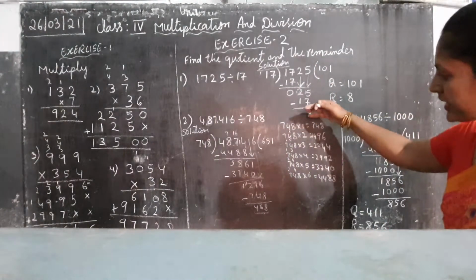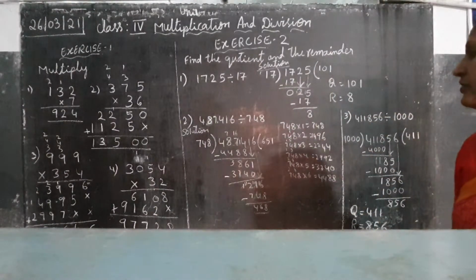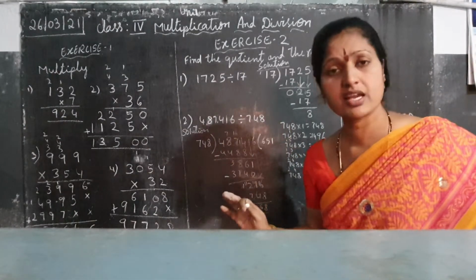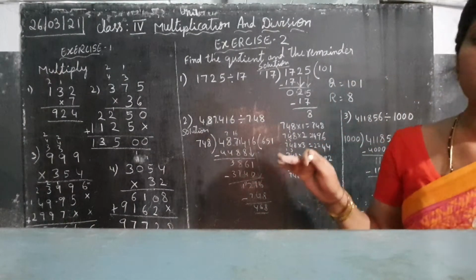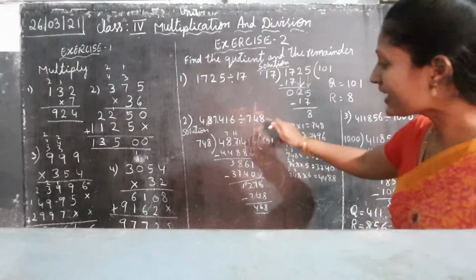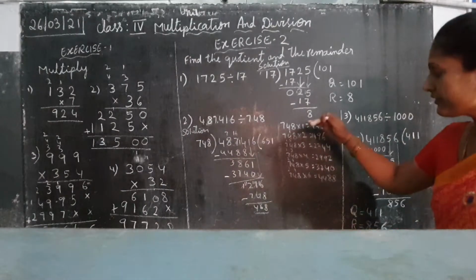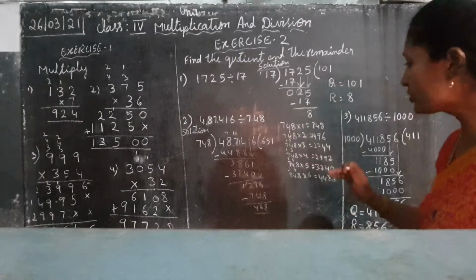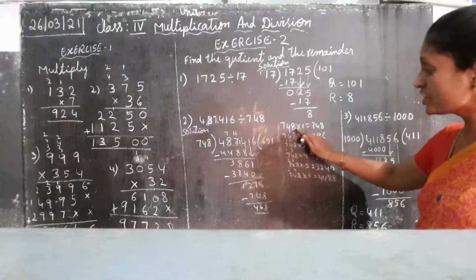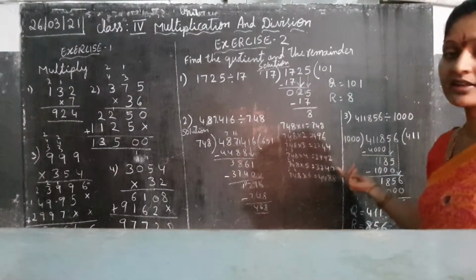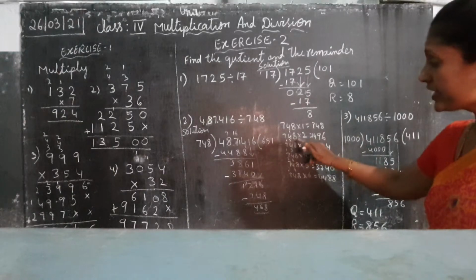Then we have to write inside a rough column the 748 table, children. Now we are writing the 2 table, 3 table, 4 table, 5 table, like that. You have to write the 748 table. How we have to write? I will explain for you. Follow the rule. 748 into 1 is 748. 748 into 2.